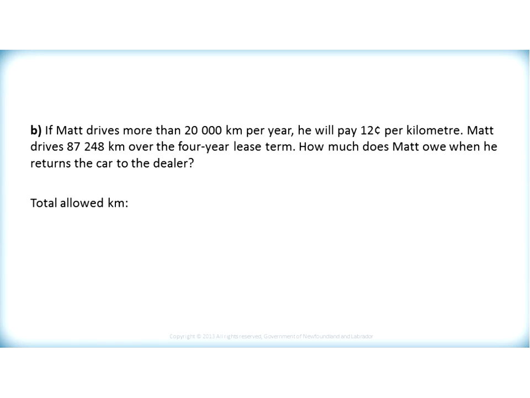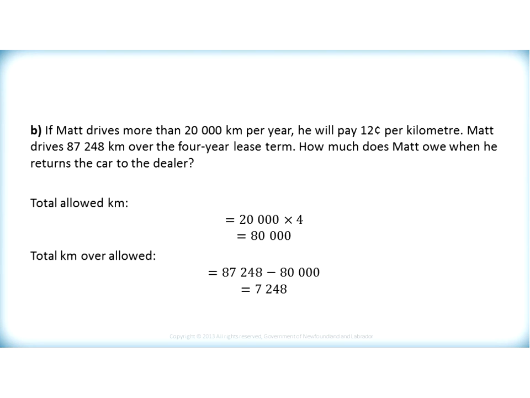So the total allowed kilometers, he had a 4-year lease and he had 20,000 kilometers per year, means that he would have an allowed kilometer amount of 80,000 kilometers over the 4 years total. He went up to 87,248 kilometers. So the total amount that he went over is 87,248 minus 80,000, which is 7,248 additional kilometers put on the car.